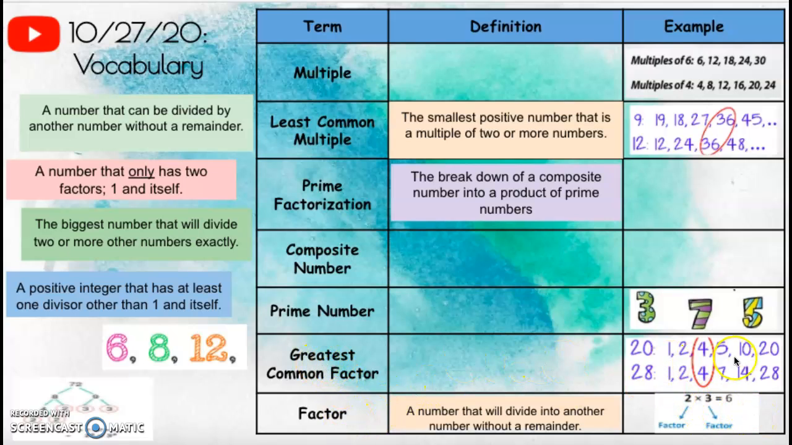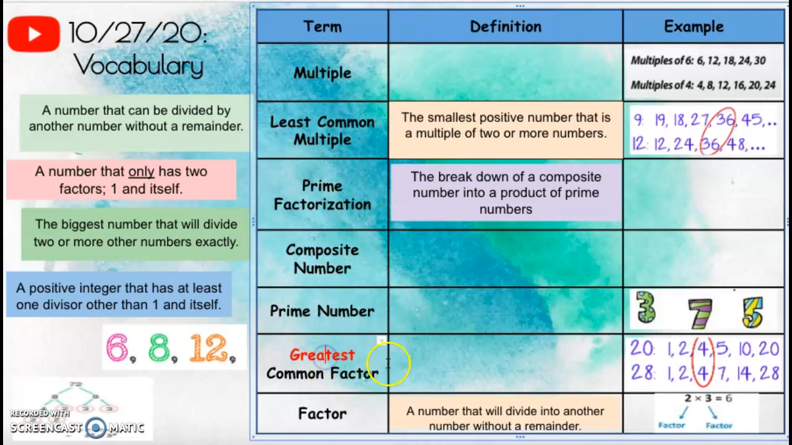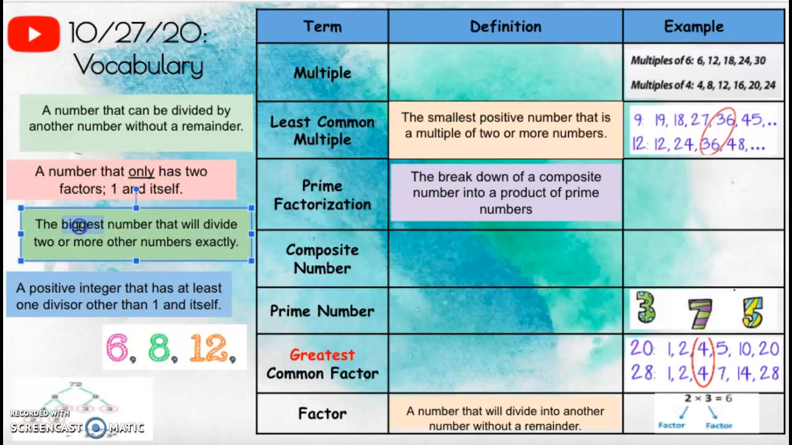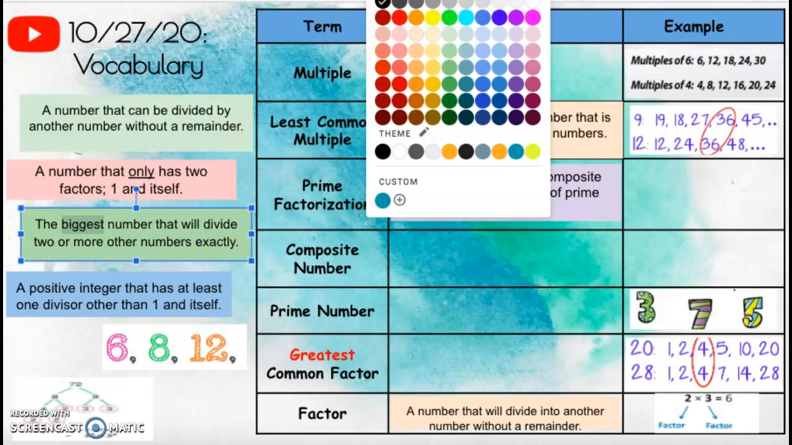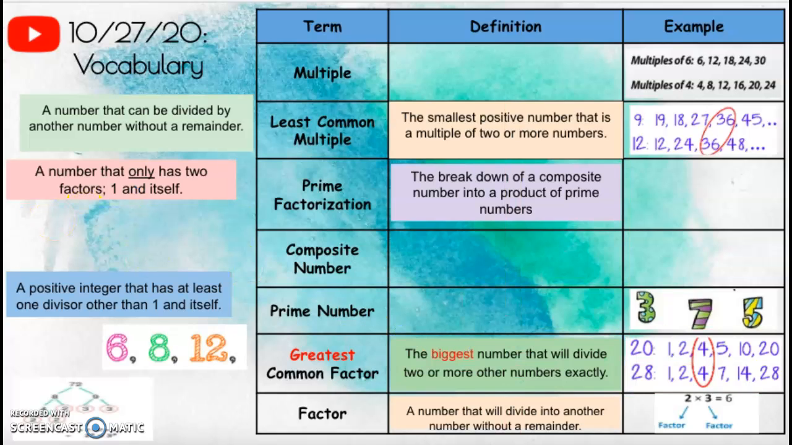If we go to greatest common factor, that's going to be the biggest. So our keyword is going to be greatest here. That's the keyword we always look for, right? Our greatest common factor is going to be the biggest number that will divide 2 or more other numbers exactly. There it is: the biggest number. So I'm going to move that and drag it to there.